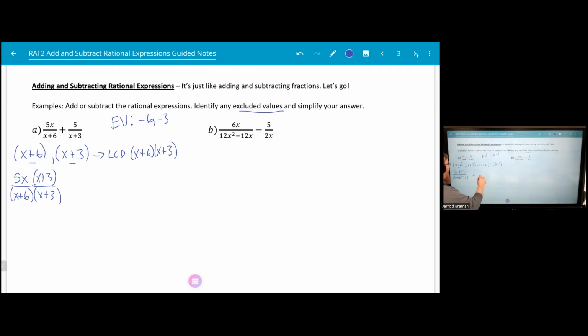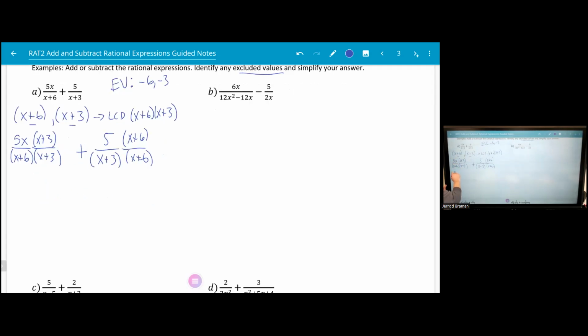Plus my second rational expression. Right now I've got 5 divided by x plus 3. And I need to make it look like x plus 6 times x plus 3. So I'm going to multiply the numerator and denominator by x plus 6. So let's go ahead and do that now. Let's move on to this one. 5x times x plus 3. If I distribute through, I've got 5x squared plus 15x.